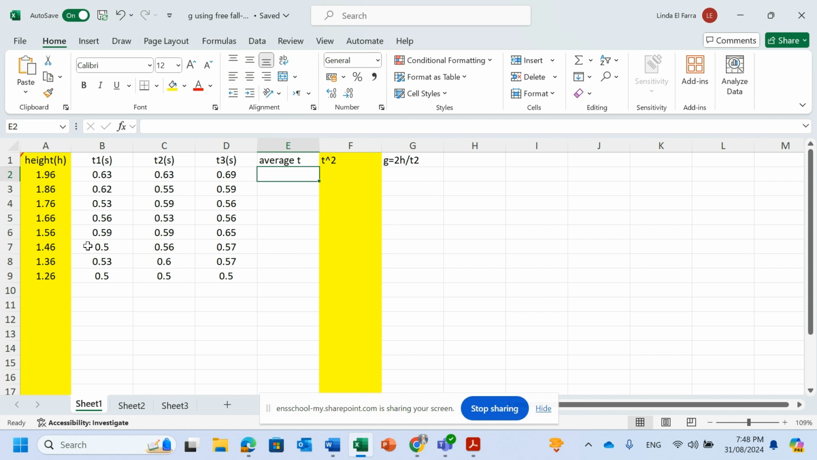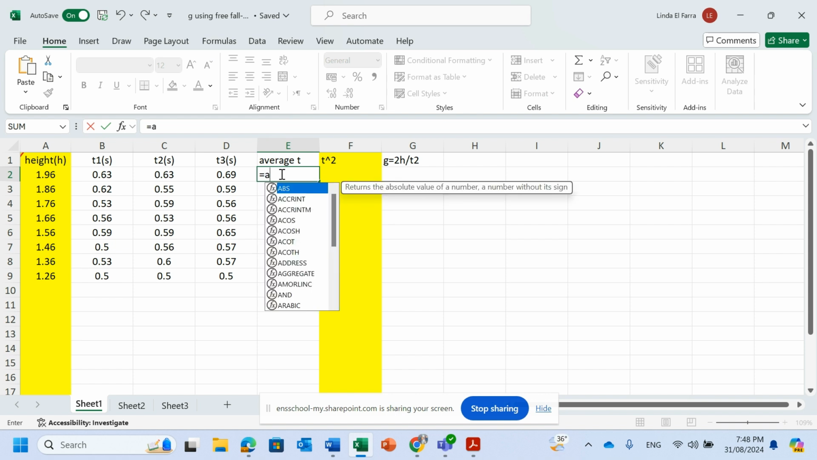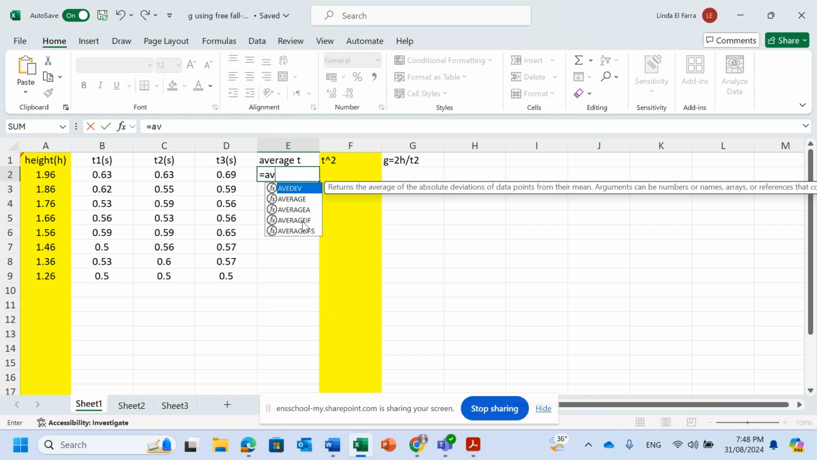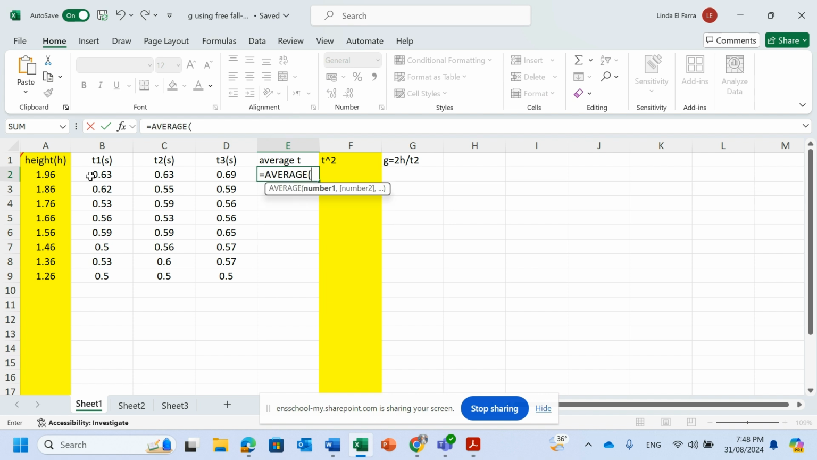First, since we repeated the experiment 3 times, I have to find the average t. To find the average t, I'm going to put equal average. Normally, you would add them all and divide by 3, since I repeated the experiment 3 times. So here I have equal, write the word av. You see here we have a list of choices. I'm going to double click on the second one. This is the average. Then select all the values in the same row, the values of t, close the bracket and hit enter.